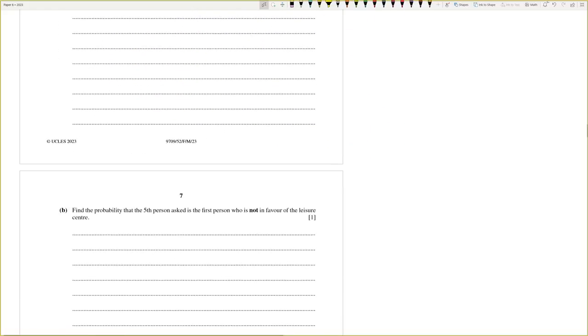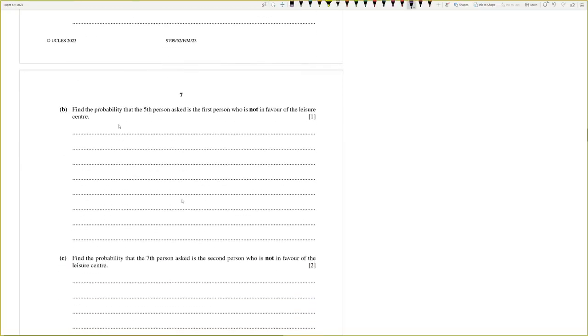Find the probability that the fifth person asked is the first person who is not in favor. Okay, so now we are moving on to a geometric distribution. So X is geometrically distributed, and the probability of success over here is basically being not in favor. So being not in favor is 20% or 0.20. So the fifth person asked is the first one. So what does that mean? Let's actually use another letter. Let's use y. So P(Y=5).